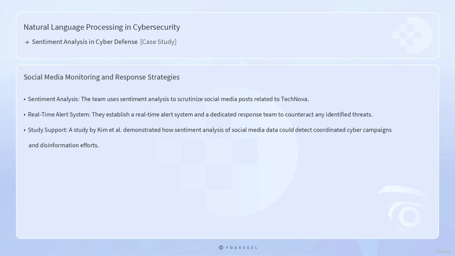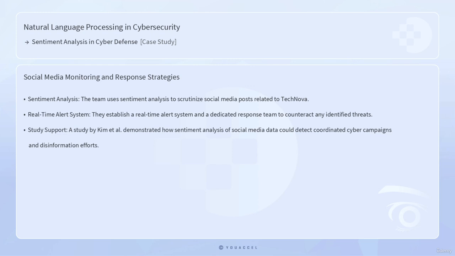Social media monitoring also becomes a focus area. Cyber adversaries exploit social media platforms for misinformation, attacks, or recruitment for malicious activities. The team uses sentiment analysis to scrutinize social media posts related to Technova. A study by Kim et al. demonstrated how sentiment analysis of social media data could detect coordinated cyber campaigns and disinformation efforts.